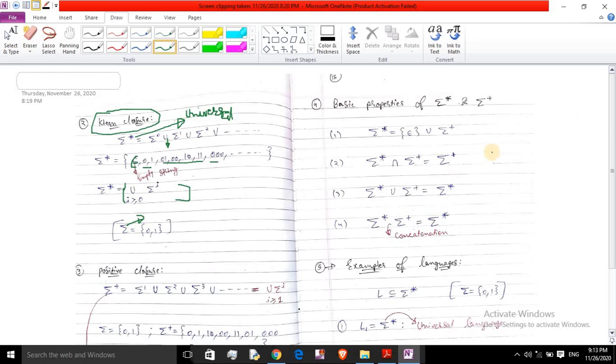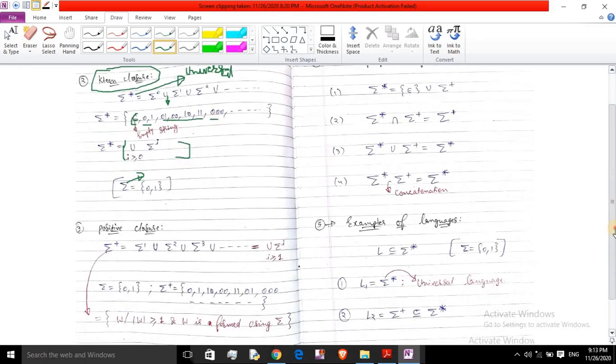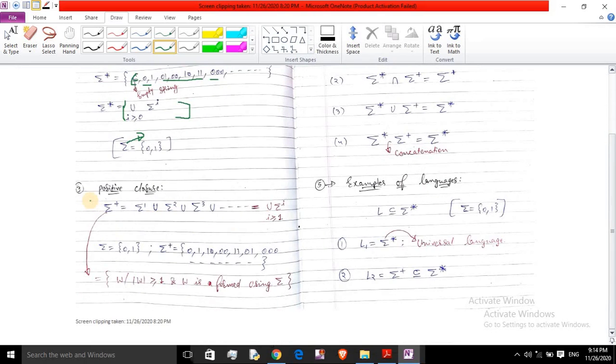Now look at our next concept. This is the term positive closure. Kleene closure means sigma star. Positive closure means sigma to the power plus. That was a star symbol. This is a plus symbol. What is sigma to the power 1 union sigma to the power 2 union sigma to the power 3 union? It goes up like this.